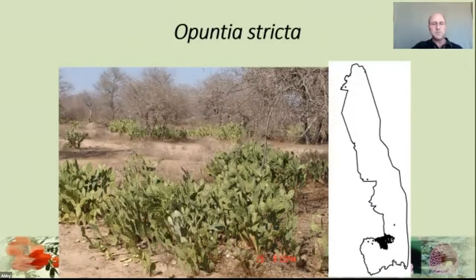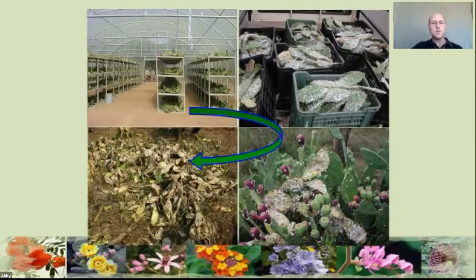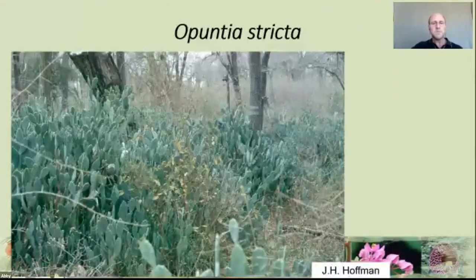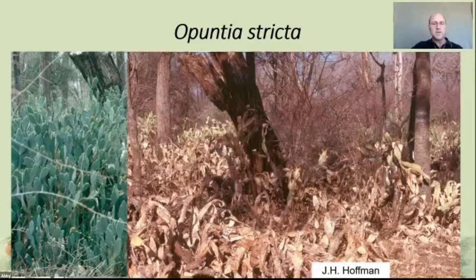The Opuntia stricta, familiar to many people, the program in the park, and we have been successful using the cochineal, which we're now rearing and releasing around Skukuza. And there's been a long history of success using these insects, as you can see in these plots that have since remained completely clear of Opuntia.